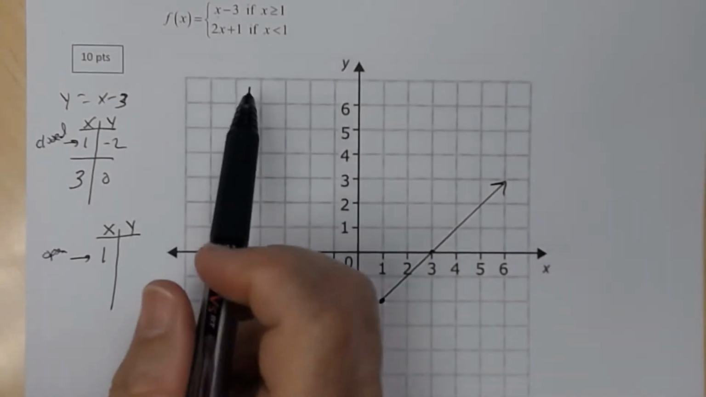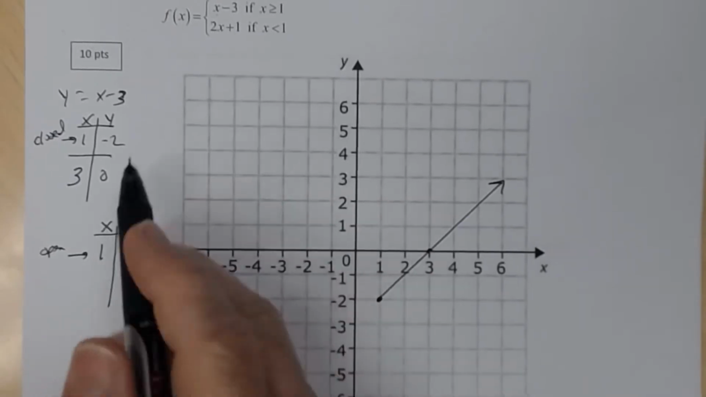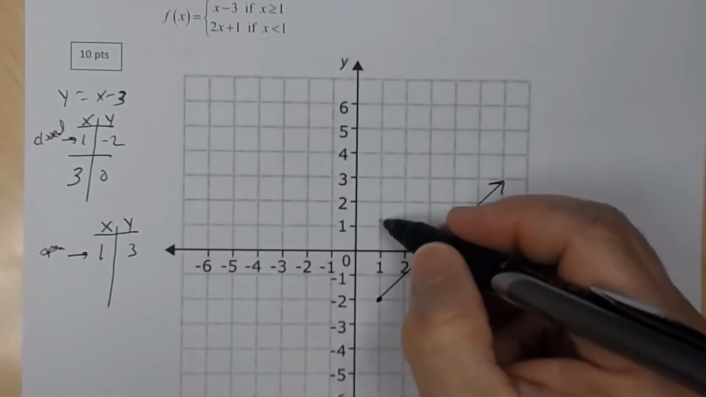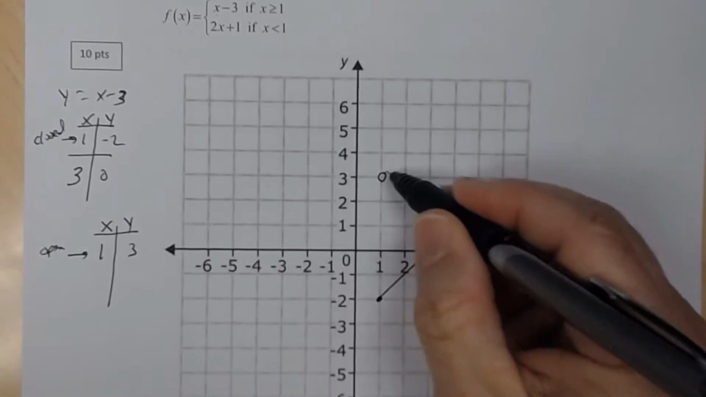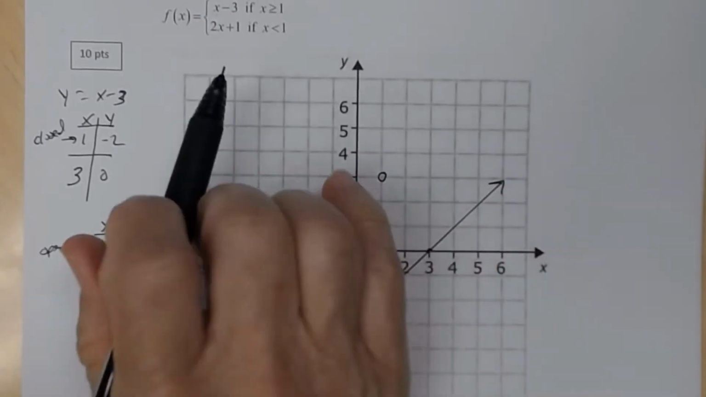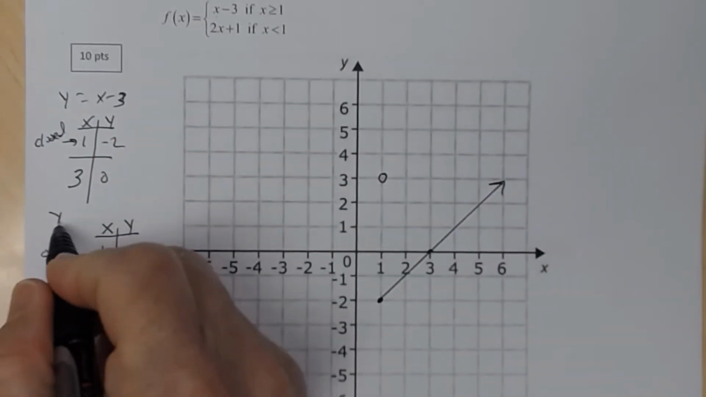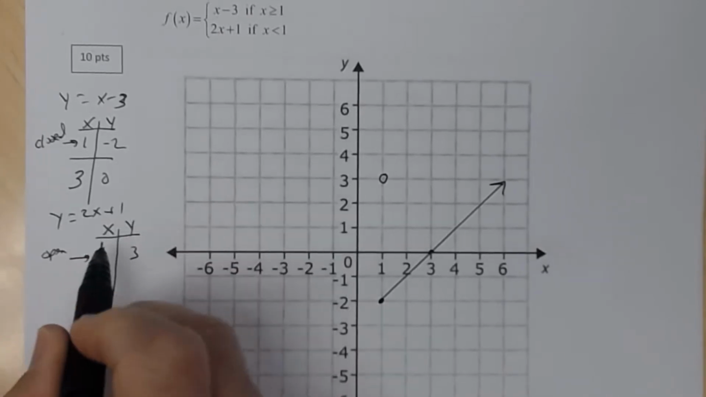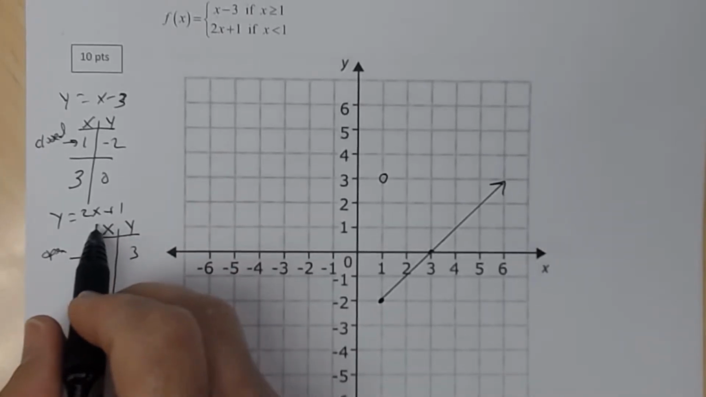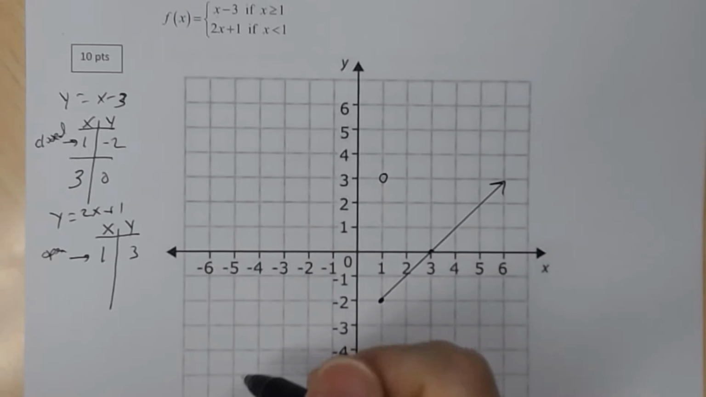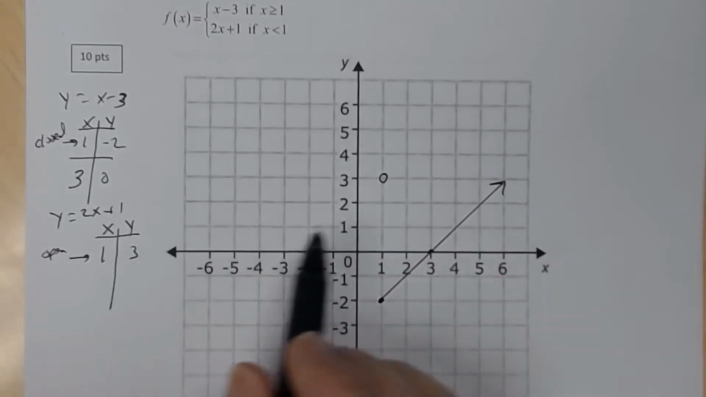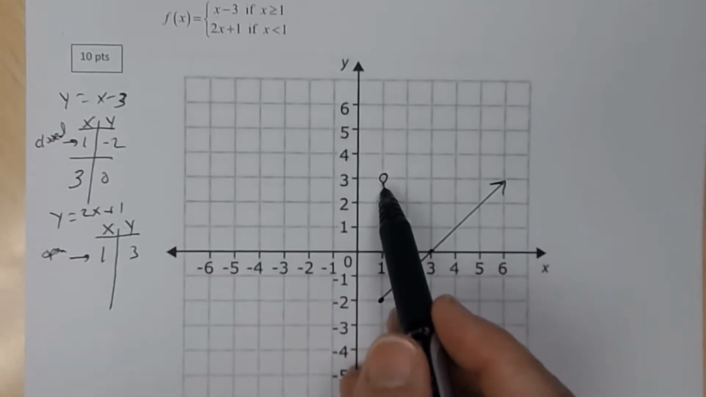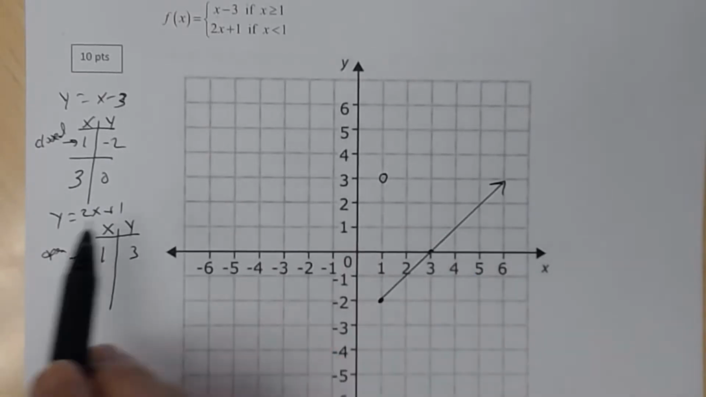So when x is 1, 2 times 1 is 2, 2 plus 1 is 3. So when I plot 1, 3, I put an open circle here. Now remember, f of x, so this is y equals 2x plus 1. So this is linear, so I just need one more point. Now when I graph it, it'll look like a ray. But I'm not going to call this a ray because this is open, because a ray has an endpoint, and it's a closed endpoint.